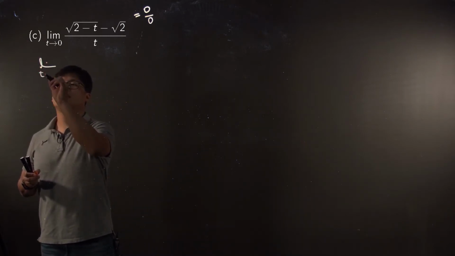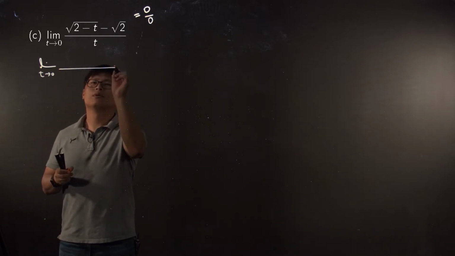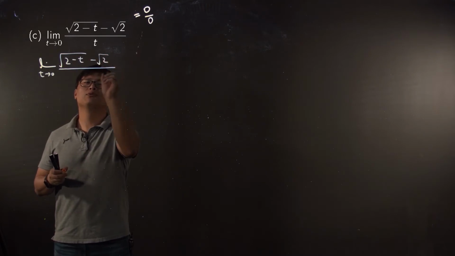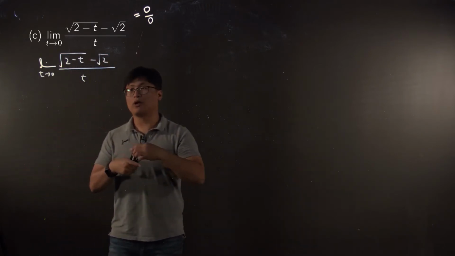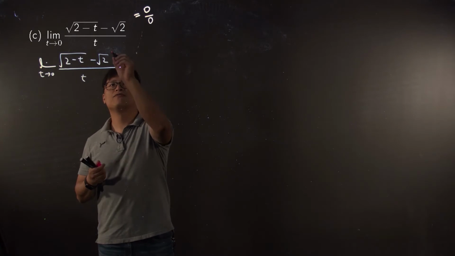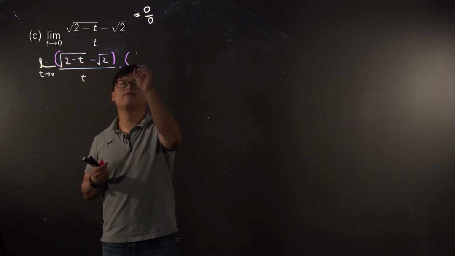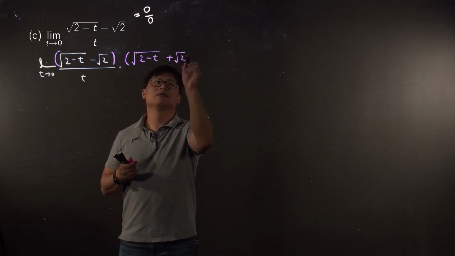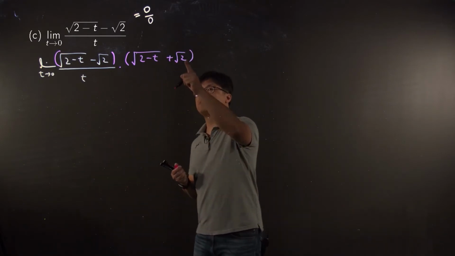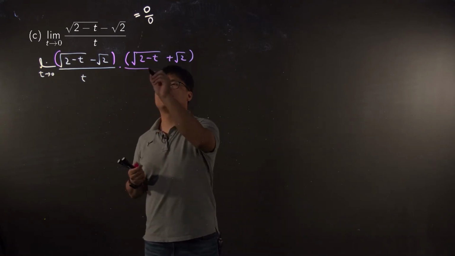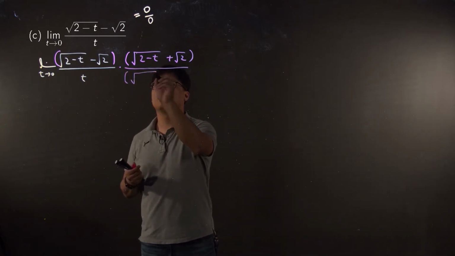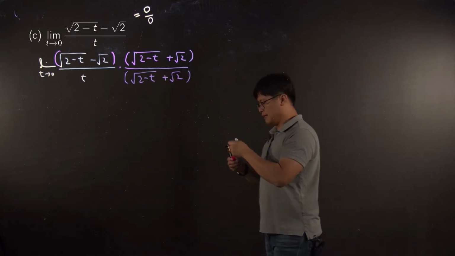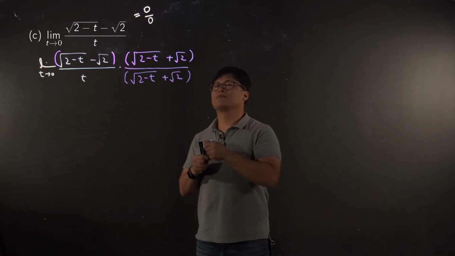Limit as t goes to 0 of square root of 2 minus t minus square root 2, over t, right? As I told you, we're going to multiply by the conjugate form, which is square root of 2 minus t plus square root 2, okay? Whenever you multiply something to the numerator, you have to multiply the same thing on your denominator as well. Is that clear?